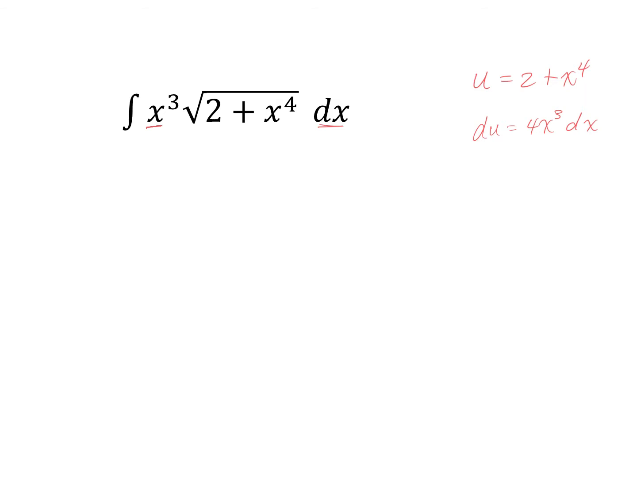Now, can I replace x to the third dx with du? No, because that du doesn't equal x to the third dx. So what we're going to do is divide both sides by 4, okay? So that what I have on this side is x to the third dx, and what I have on this side is du over 4. So what am I allowed to replace that x to the third dx with? du over 4.